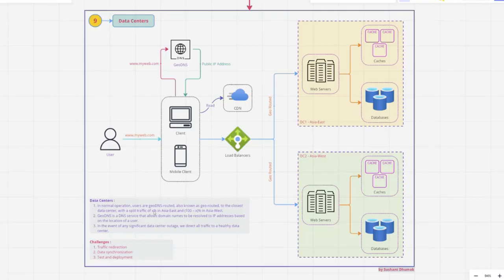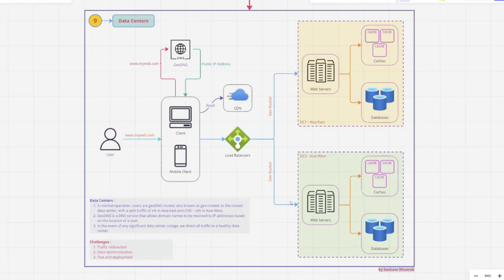Okay, so what exactly is GeoDNS? It's a DNS service that allows domain names to be resolved to IP addresses based on user location. As I mentioned, if the user is located close to the Asia West region, the GeoDNS will usually provide the public address of a load balancer which may be closer to the user, and that load balancer will send the request to Asia West. So this is how usually everything works.